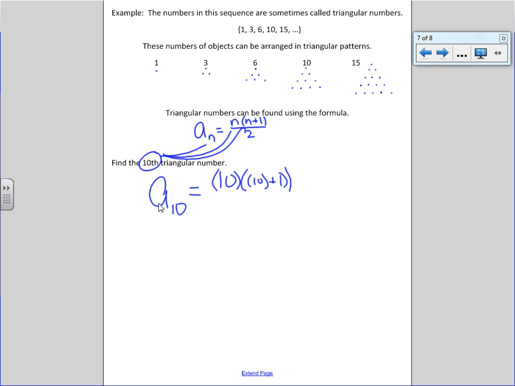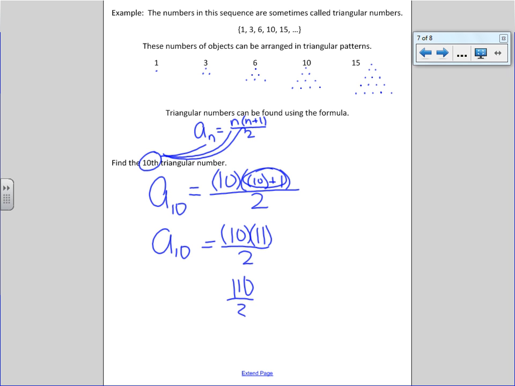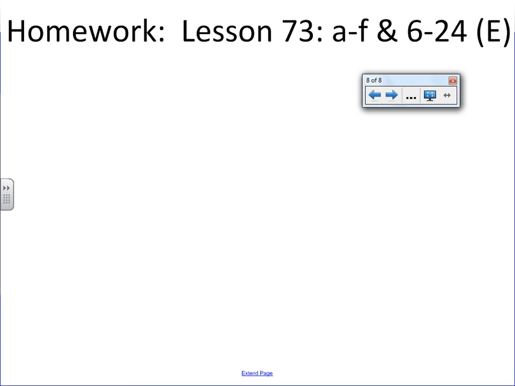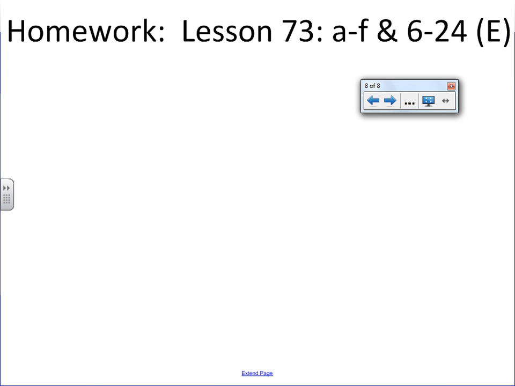All over 2. So then we're going to simplify. I can do the innermost set of parentheses first. So 10 plus 1 is 11. Bring everything else straight down. 10 times 11 is 110 over 2. So a sub 10, our 10th term, is 55. Final answer.